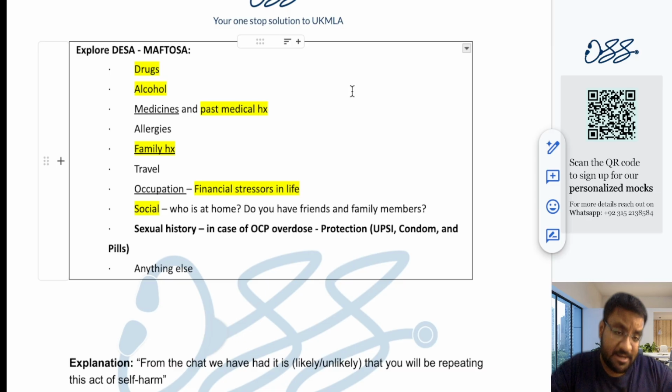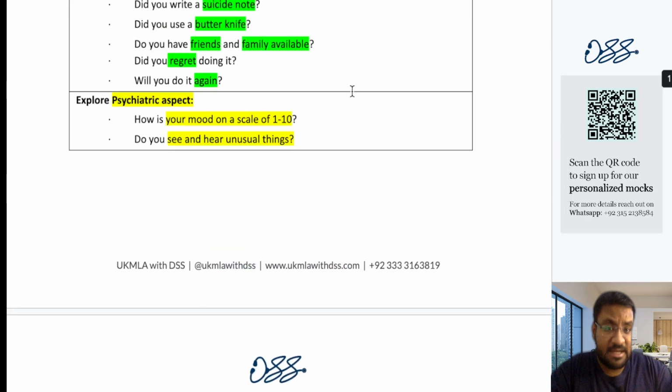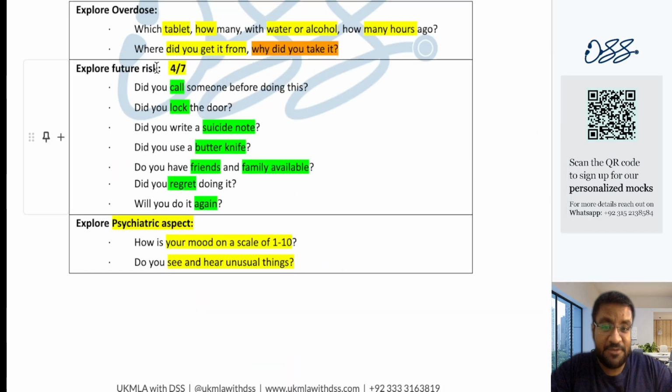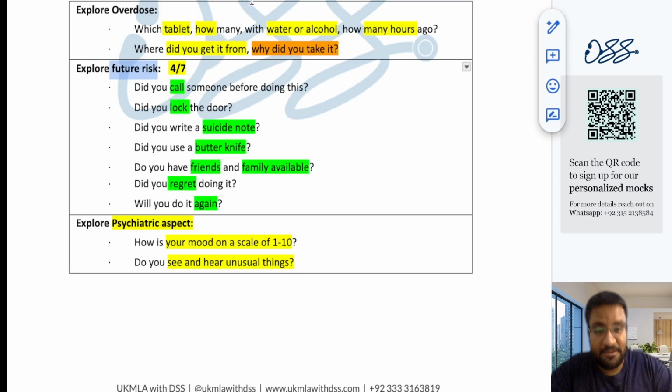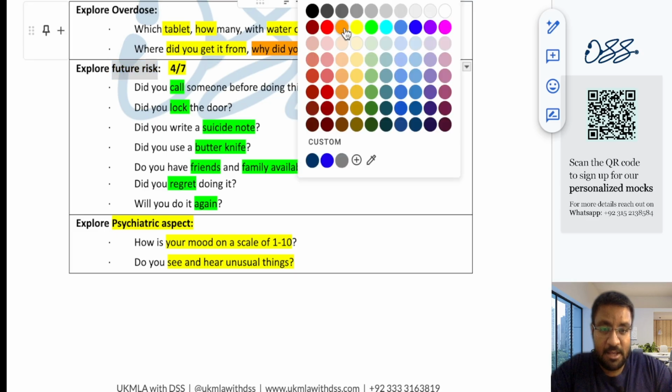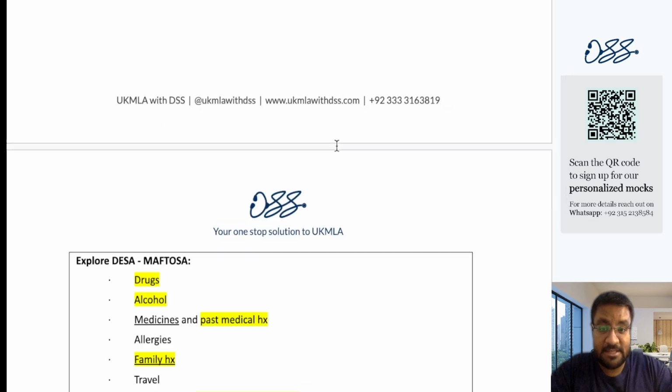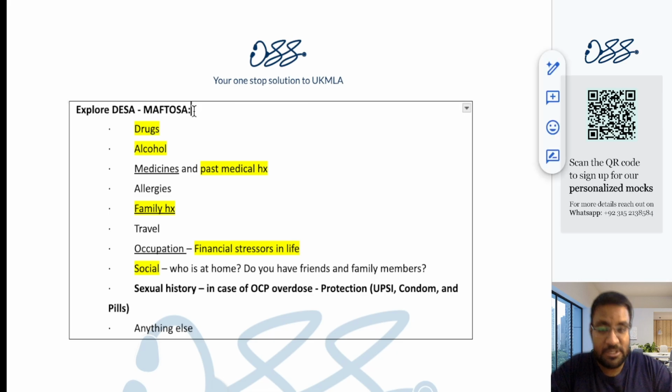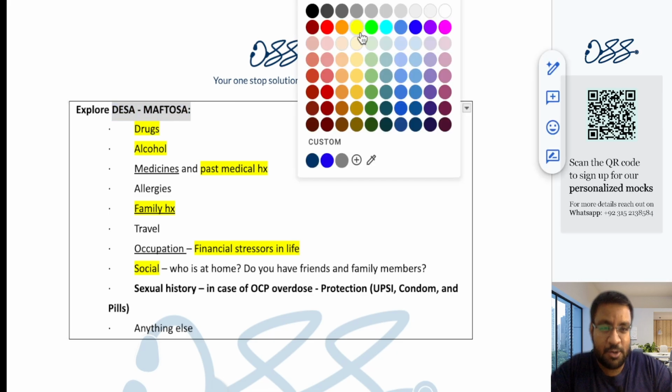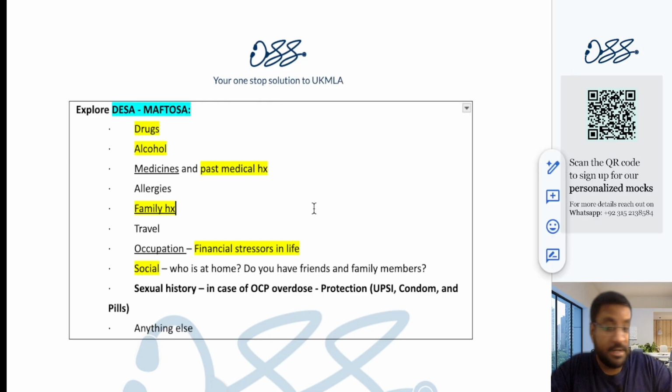All right, so the fourth layer is basically you trying to explore the risk factors. Okay, so there's a difference. Assessing the future risk is something different, and assessing the risk factors in this part is quite similar but not the same, okay. So you need to keep that in mind.